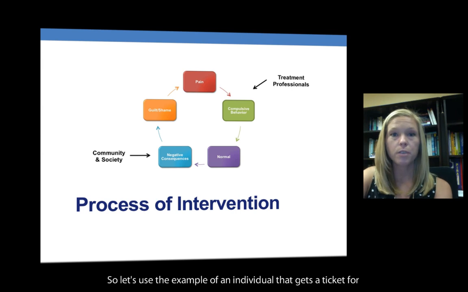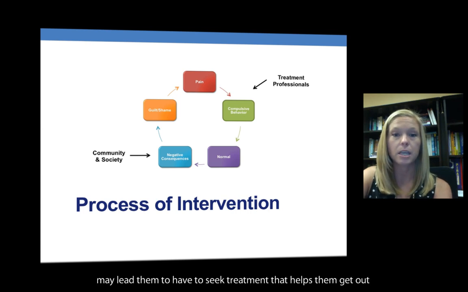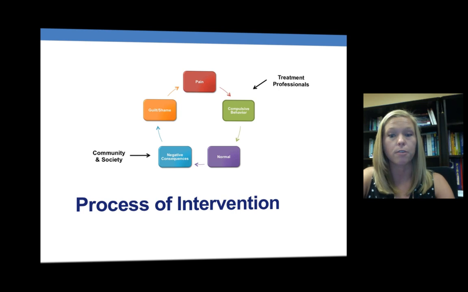So let's use the example of an individual that gets a ticket for driving while intoxicated. The individual may go to court and receive punishment of going to driving school or the recognition that the individual has an addictive disorder that they need to treat in order to be able to get their license back. So the community or society may be intervening during those consequence times where the driving citation may lead them to have to seek treatment that helps them get out of this compulsive cycle of use. We also could see jail time as being another example of community or society intervention.